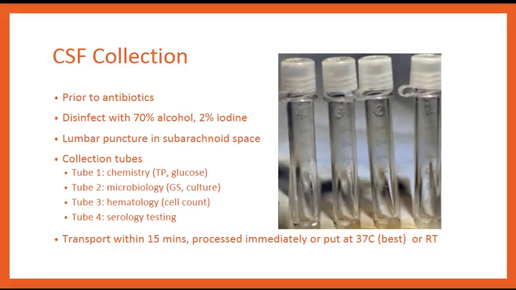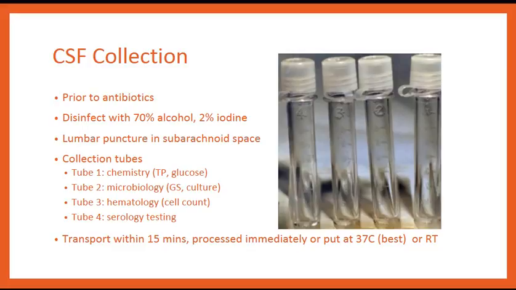Tube 3 is for hematology. You do not centrifuge that. It is mixed and you do a cell count on it. And tube 4 is for serology testing. Serology depends on what the doctor suspects is wrong with the patient, but they may order things like a VDRL for syphilis, West Nile virus, a bacterial antigen test for meningitis, just different kinds of serology tests.